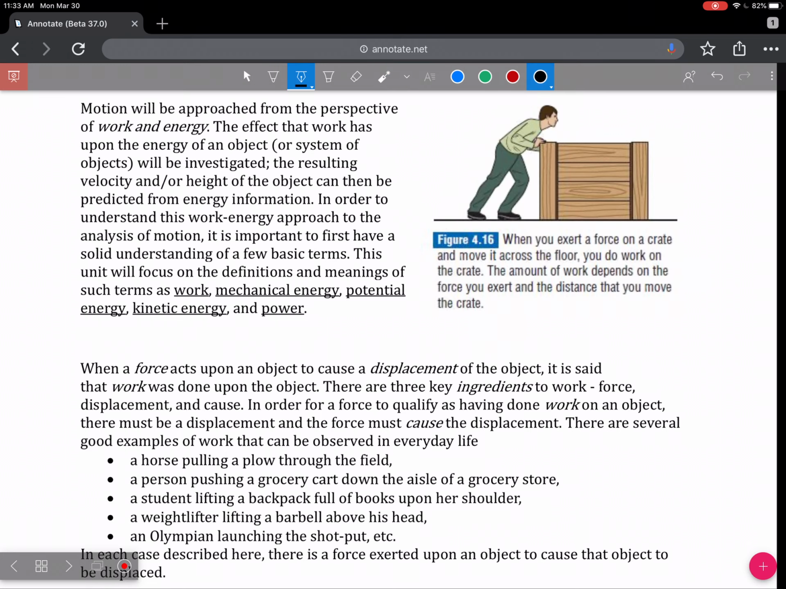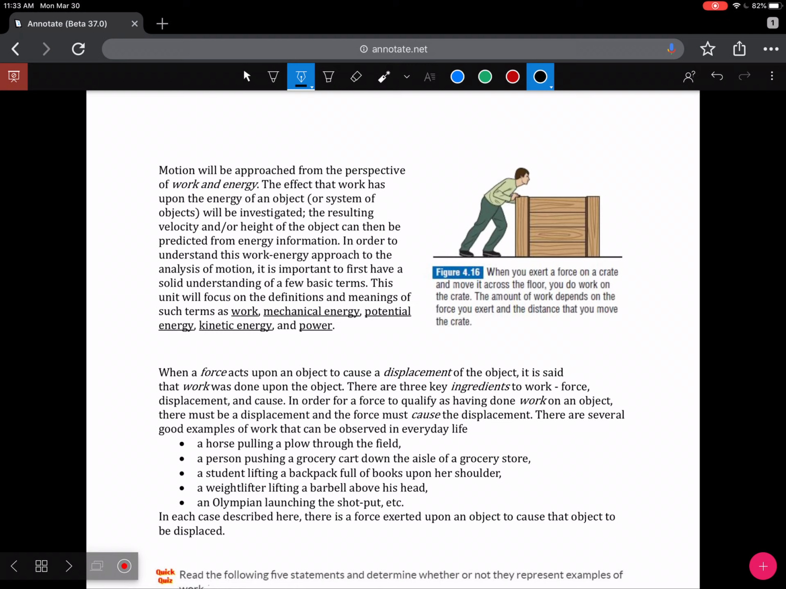So I'm going to give you a definition of work now. When a force acts upon an object to cause a displacement, it is said that work was done on the object. So there's three key ingredients which I'm going to highlight for you. In order to do work, there must be a force, there must be a displacement, and there must be a cause. In order for a force to qualify as having done work on an object, there must be a displacement and the force must cause the displacement. So this is crucial here.